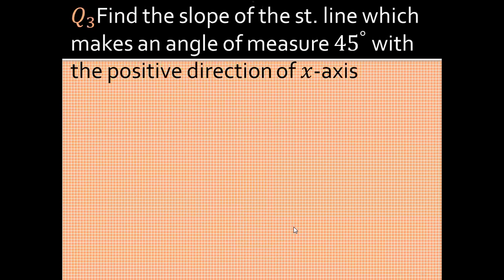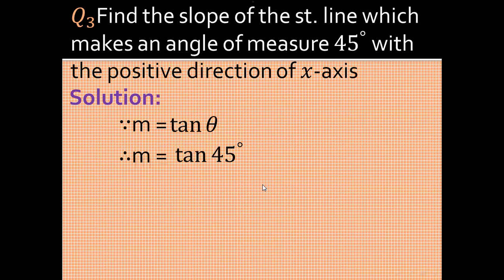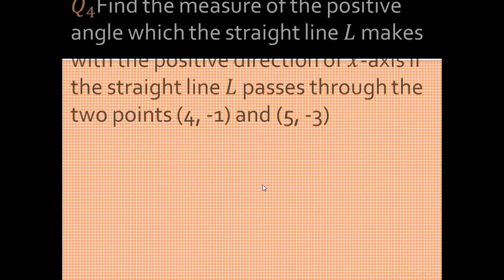Find the slope of the straight line which makes an angle of measure 45 with the positive direction of the x-axis. As we said before, to find the slope of the straight line which makes an acute angle or any angle with the positive direction of the x-axis, we need to find the tangent of this angle. That means m equals tan theta, where theta is the given angle. So it's going to be tan 45, and we know that the tangent of 45 equals 1.